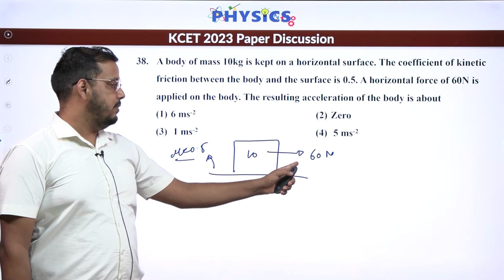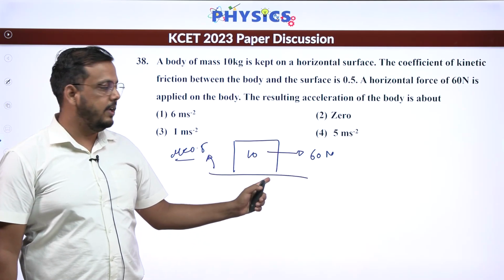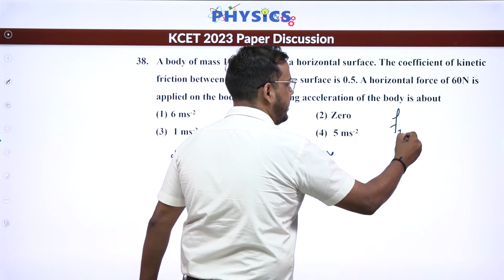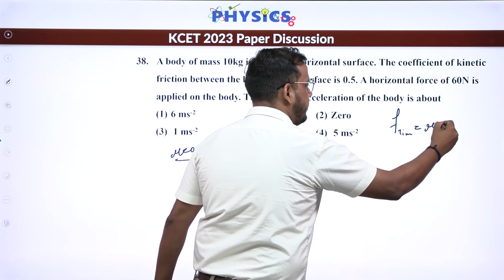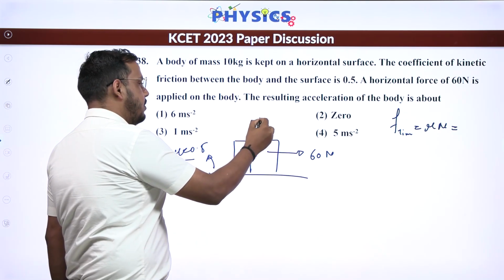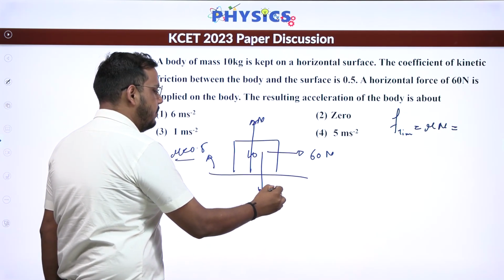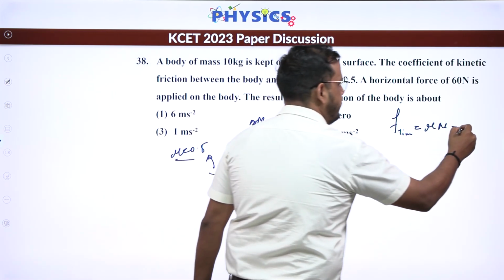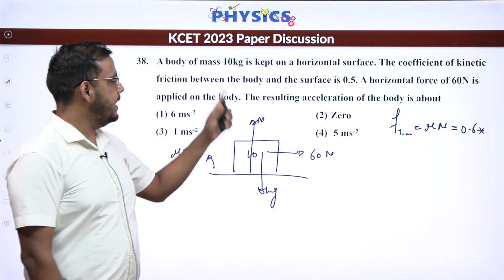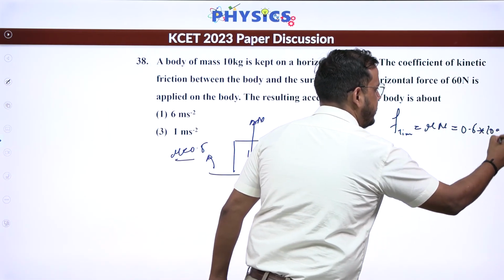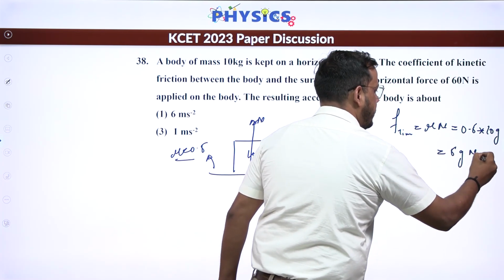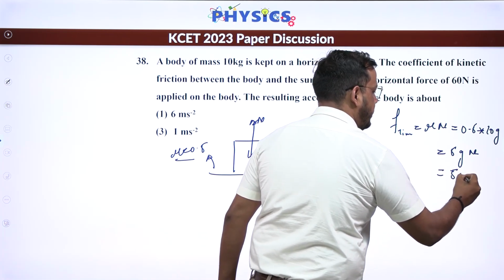So you have to check whether this force is greater than F limiting to slide the body. So first we have to find the F limiting. F limiting is mu N. And here since the body is kept on the horizontal surface, the normal N and mg will be equal. So N equals mg. So mu is 0.5 times mg. Mass is 10 kg, so we write 10 g. So this becomes 5 g Newton. If I take g as 10, it will be 50 Newton force.